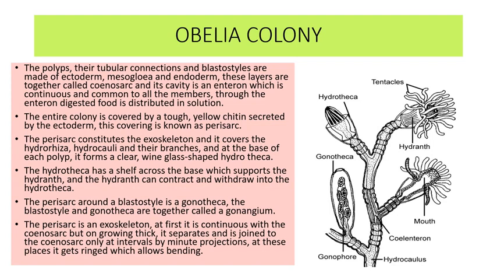The perisarc is an exoskeleton. At first it is continuous with the coenosarc, but on growing thick it separates and joins to the coenosarc only at intervals by minute projections. At these places it gets ringed, forming annuli, which allow the bending of the colony.